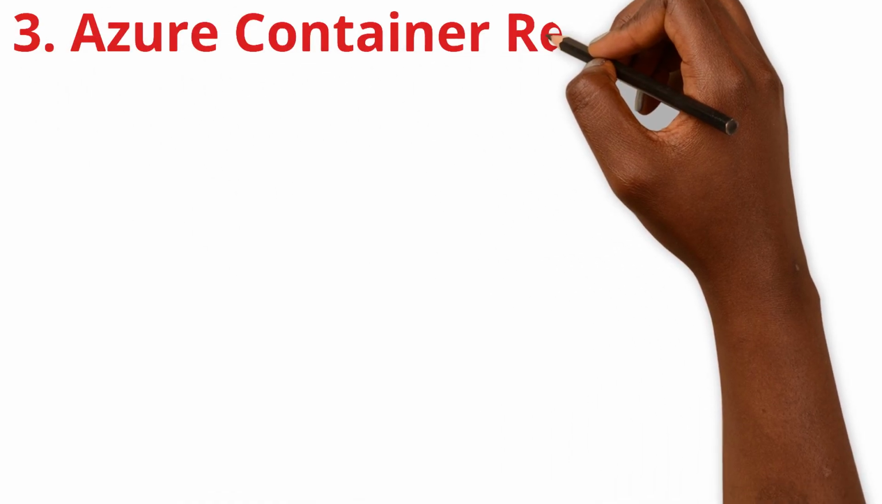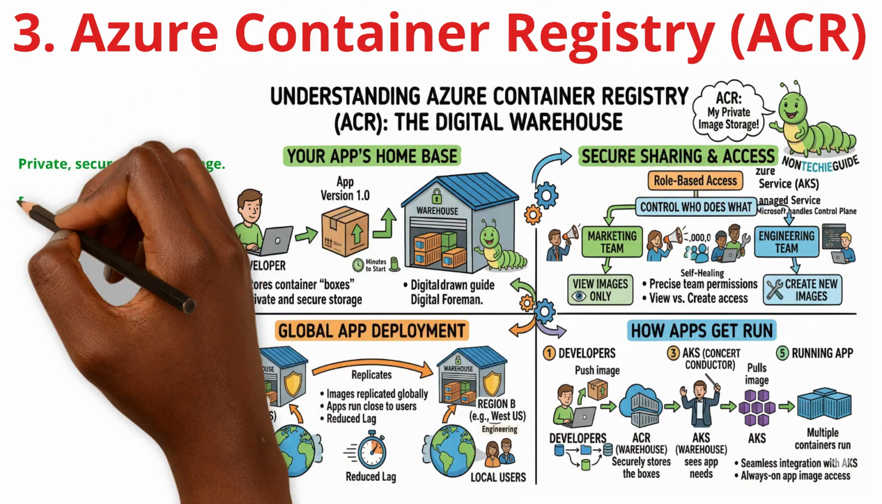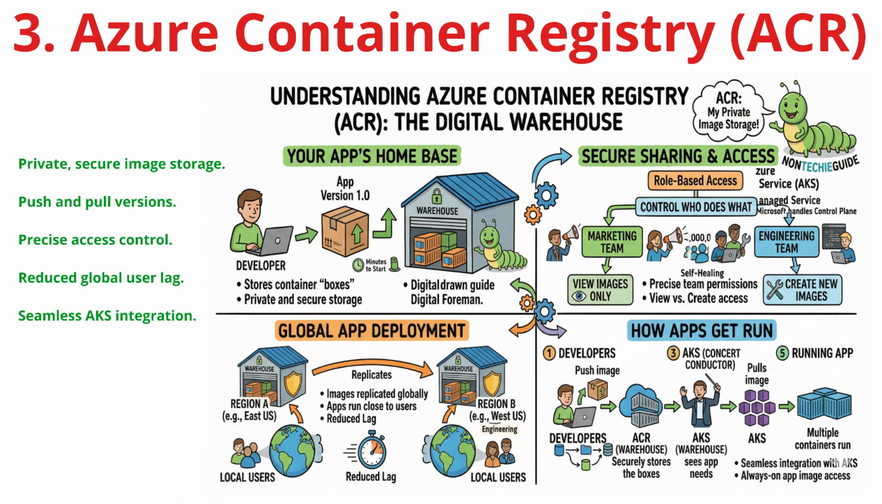Ever wondered where your containerized apps are stored before they are deployed? The Azure Container Registry, or ACR, acts as your private and secure digital warehouse. This is where your code, packaged in container boxes, lives. Think of ACR as your app's home base. A developer pushes a new version of your app into the locked warehouse, and a digital foreman, like our guide here, keeps everything organized and secure, protecting your private software from public view.